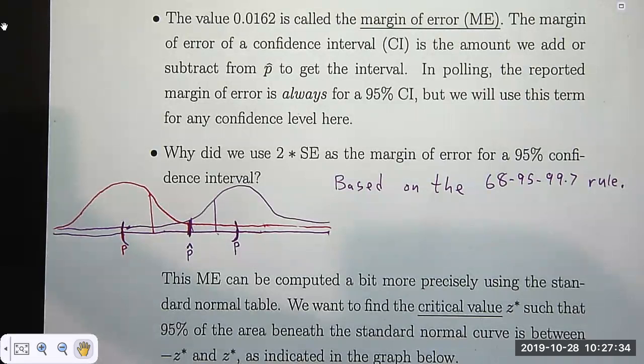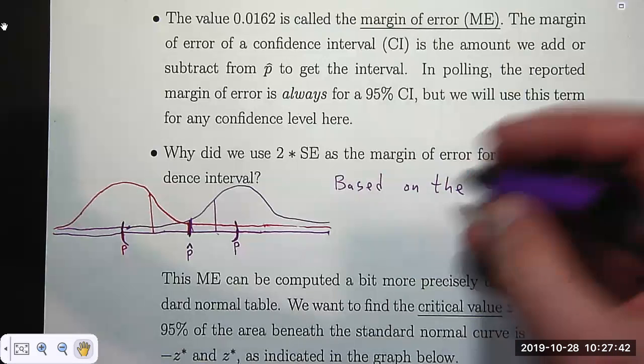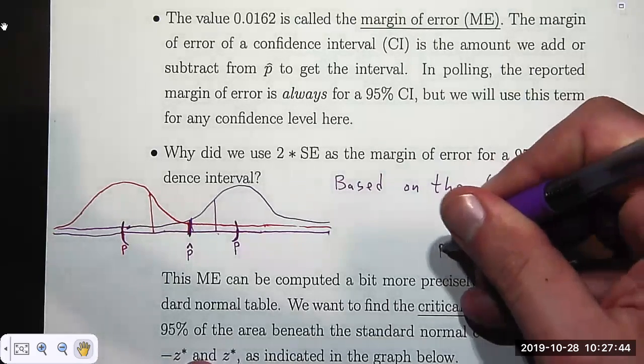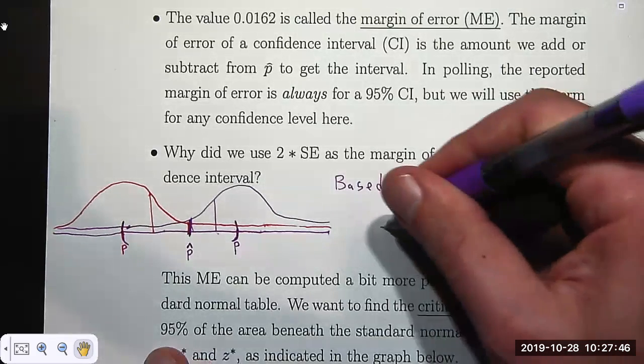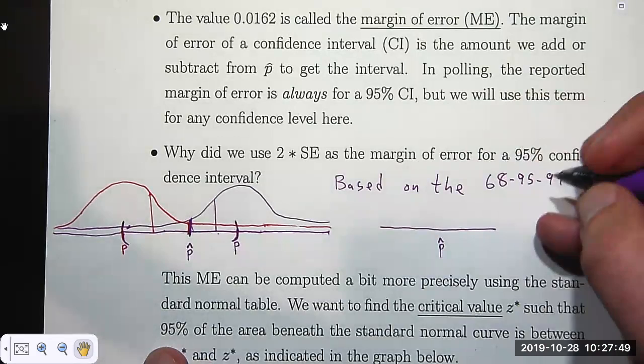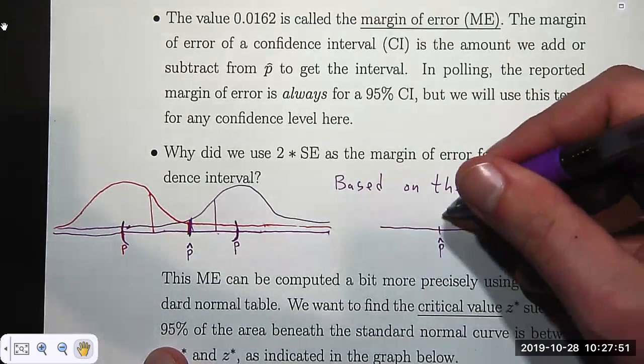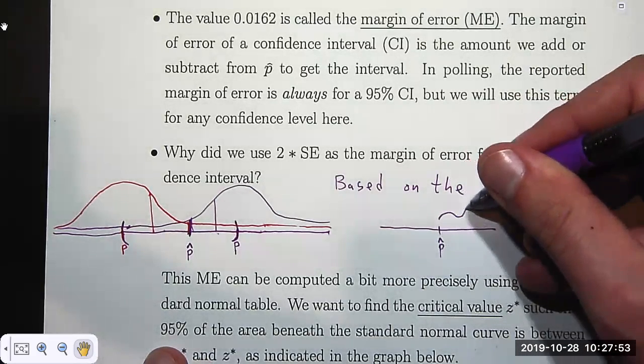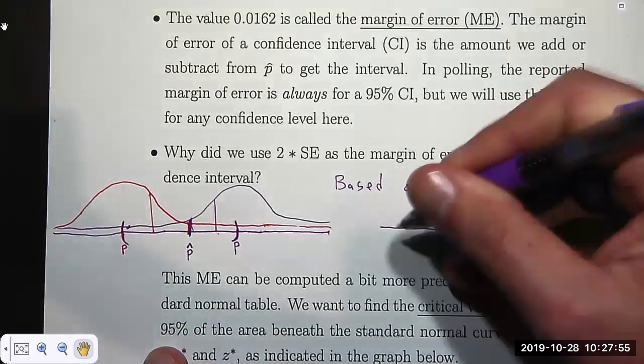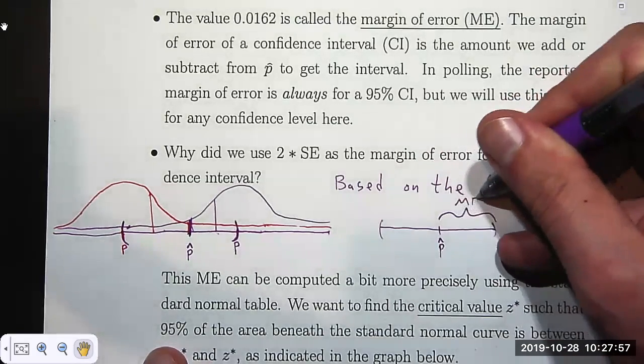Okay. Yeah, so I could draw another picture here. I think this will make sense. You start with the p hat, and then you have a margin of error right there.